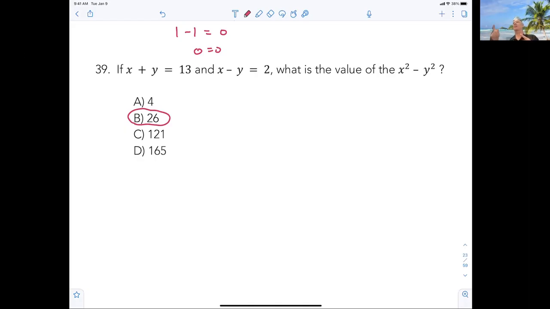Something like that. Tell me why. I don't know, but that's what you did. You just multiplied 13 times 2 to get 26. Now, how would I know to do that? Why didn't we just add them or do something else, right?